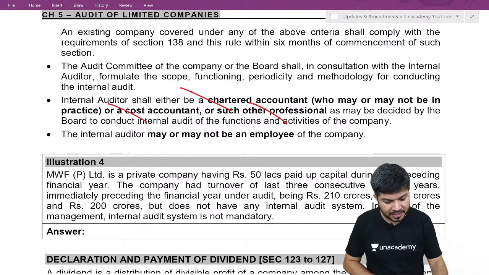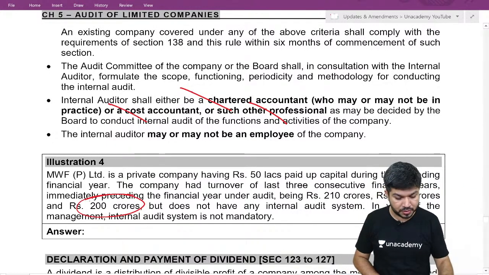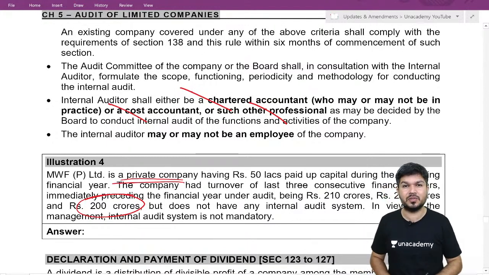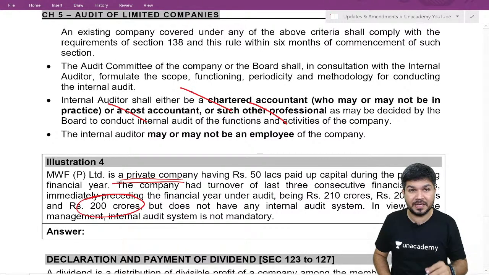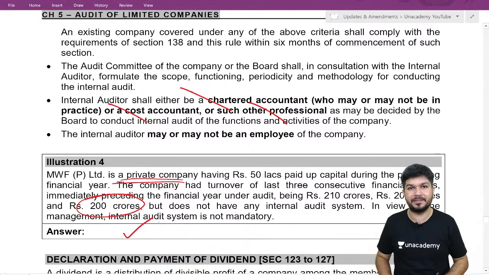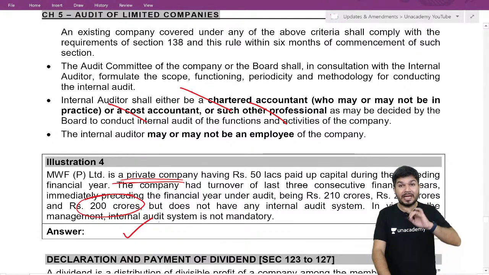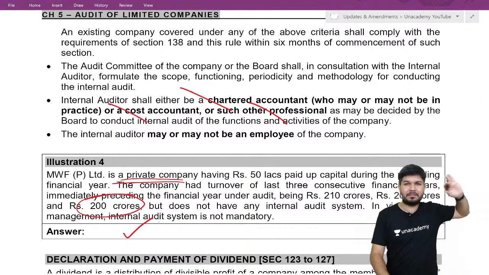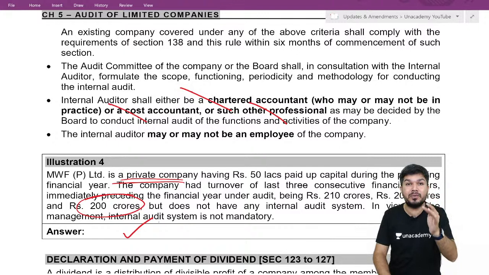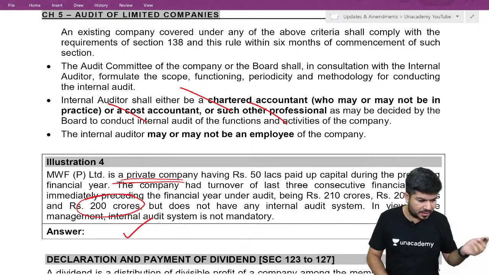So in this question, last year the turnover is 200 crores. As last year turnover is 200, and the word written was 200 or more, is internal audit applicable? The answer is yes, it's applicable. And our internal auditor may be your employee also. It's not necessary that he should be a separate practicing CA. He may be your employee as well. Clear with this?